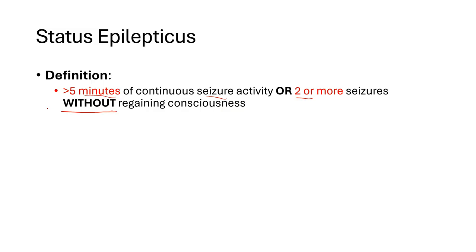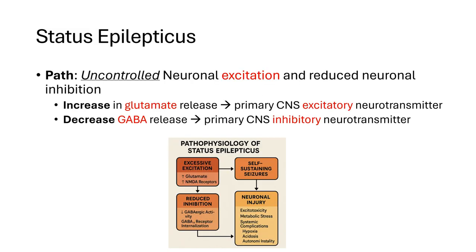Now, typically, SE can be any seizure subtype, but for the purpose of exams, it will generally be a tonic-clonic or convulsive-like seizure. Understanding the pathology is also important. SE is a prolonged seizure state caused by a failure of normal inhibitory mechanisms in the brain.